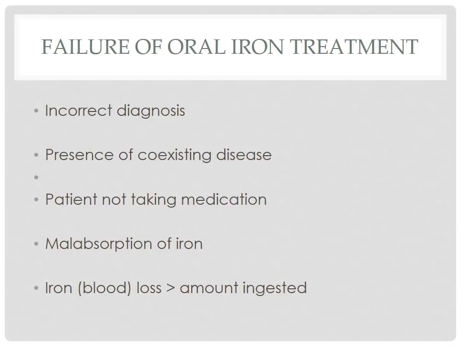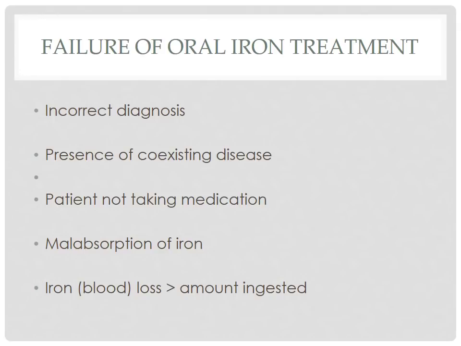Now let's discuss some reasons for failure of oral iron treatment. As we discussed on the last slide, this could be due to an incorrect diagnosis. So things such as thalassemia or anemia of chronic disease could be possibilities. There could also be the presence of coexisting disease, specifically another anemia. So maybe you've already corrected the iron deficiency, but there may be another anemia present.